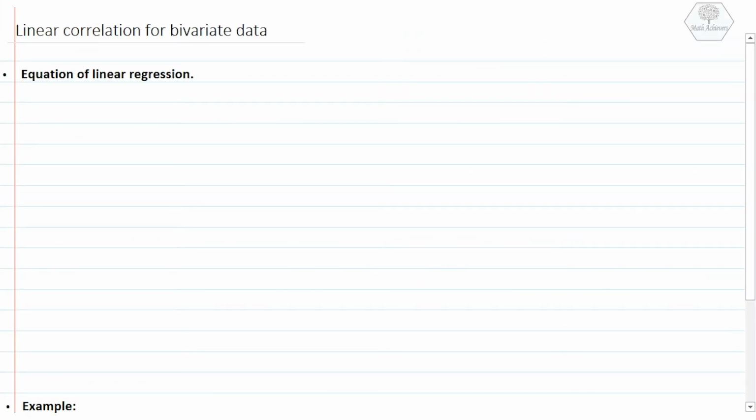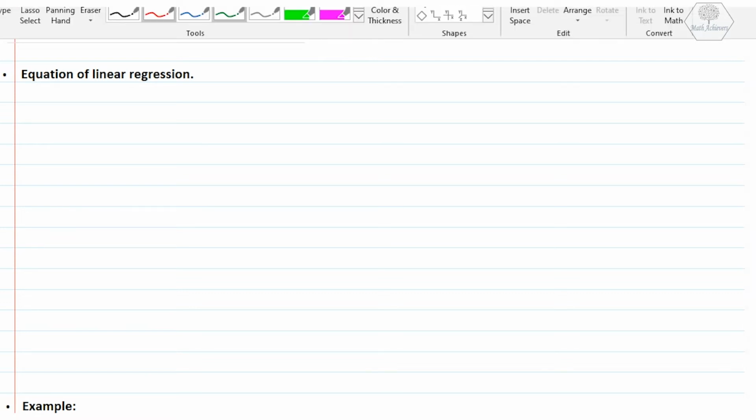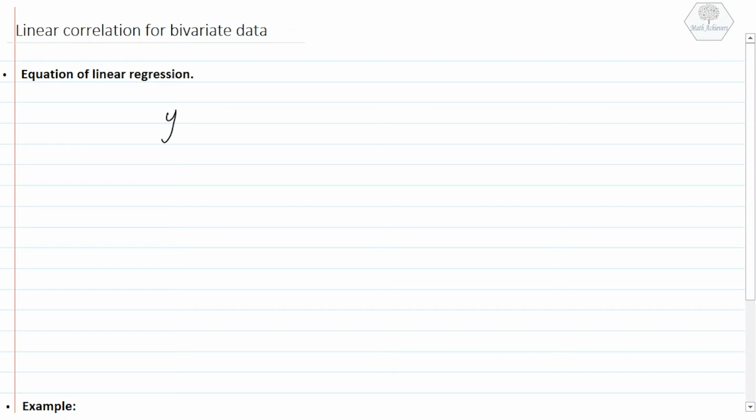Let's now talk about the equation of linear regression. The equation of linear regression is the same as the equation of the line of best fit, but when we find it using technology, it's more accurate than just drawing it by hand. The equation of the linear regression is mainly written as y is equal to ax plus b.